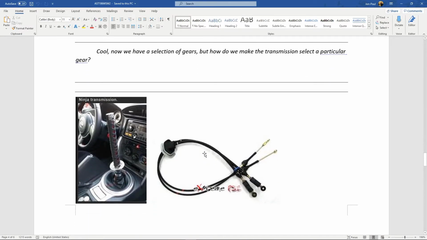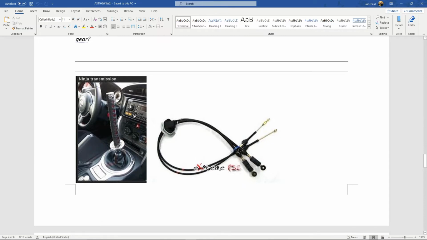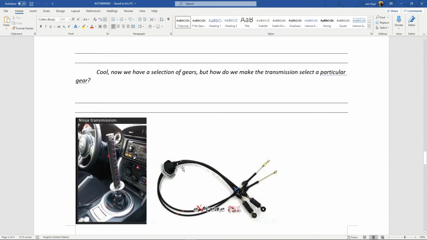Alright, so before we jump into that, you like that shift knob? Watch out, dude, he's a ninja.